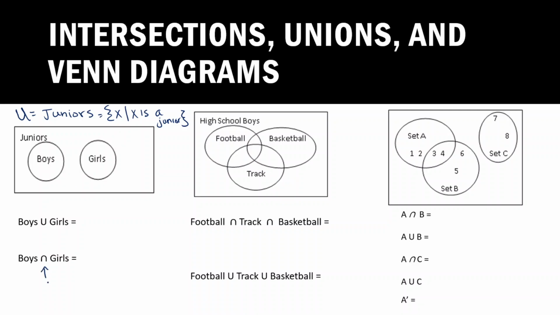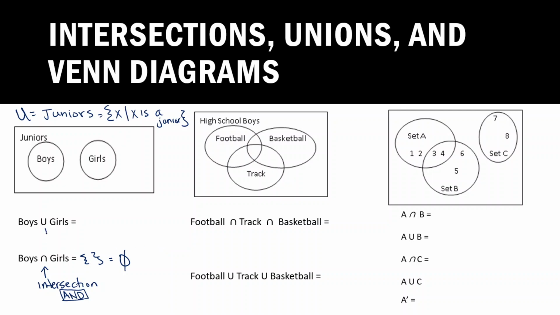So here this symbol means intersection. Now an intersection is a conjunction, which means they have to be true at the same time, and we would use the word and. So are there any juniors that are boys and also girls at the same time? Well, there are not. There's no overlap. So I would say this is the empty set, or I could write it like this.